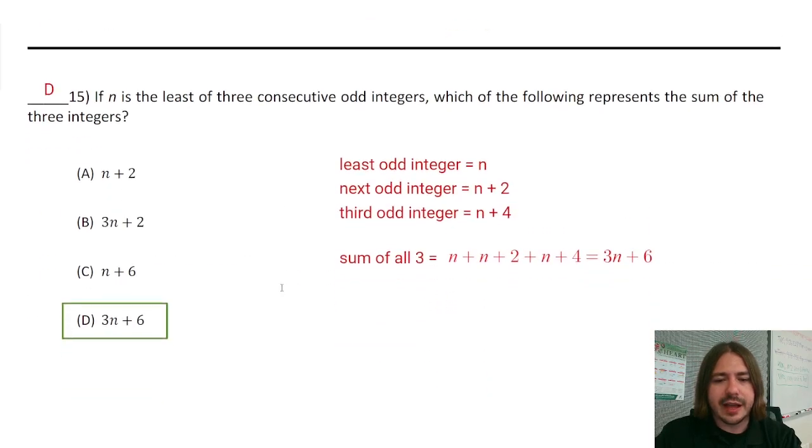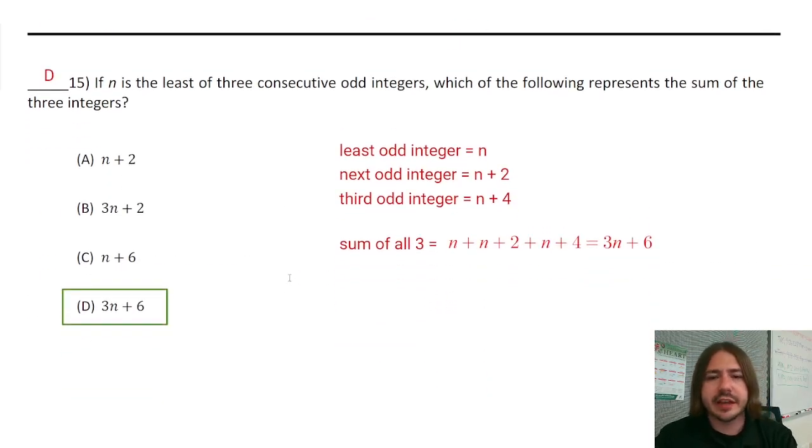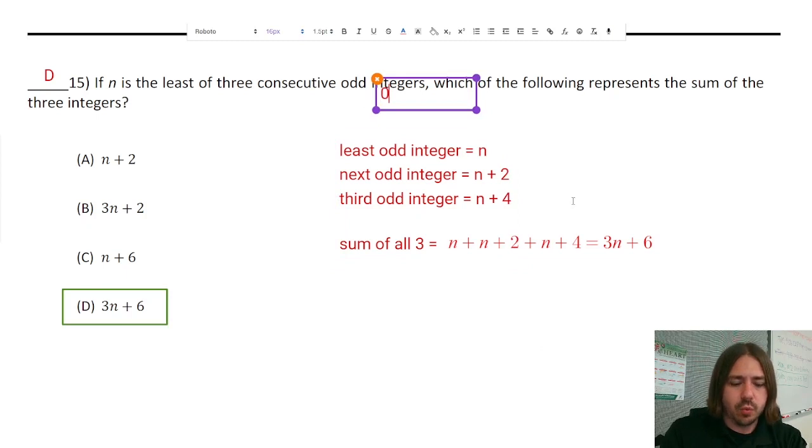That brings us to our last problem, which is if n is the least of 3 consecutive odd integers, which of the following represents the sum of the 3 integers? Well, if the smallest one is n, so think of your odd integers, right? Your odd integers are all the integers that are not divisible by 2. So we have like 1, 3, 5, 7, 9, 11, 13, 15, 17, etc. I'm not going to go much further than that.